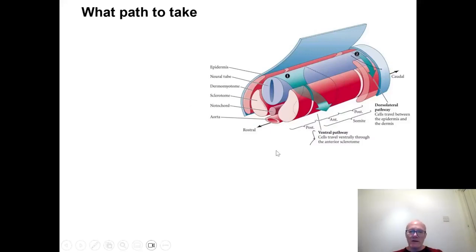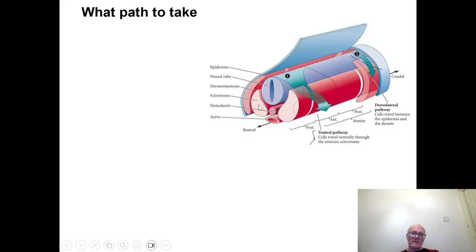So in this cartoon here, you have a nice representation of a developing vertebrate embryo. You can see the neural tube. Below the neural tube, we have the notochord. Below the notochord, we have the aorta. This is the anterior region, that's the posterior region.